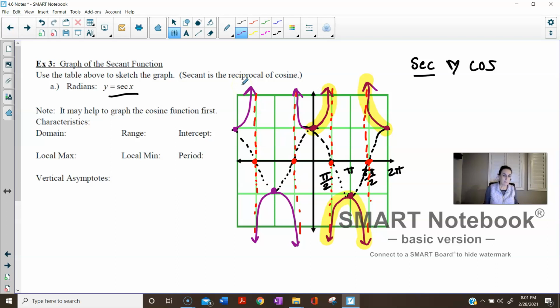The domain, well, you can see that the domain is all real numbers except for where we have these asymptotes. So it's going to go from -infinity to infinity. This is just the easiest way to write it. -infinity to infinity. However, x cannot equal. Pick any asymptote. So let's start with pi over 2 and say pi over 2 plus k pi.